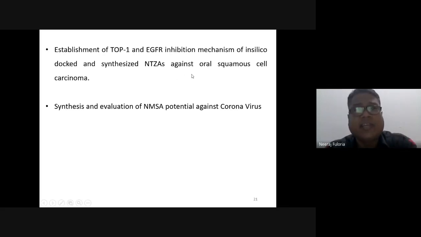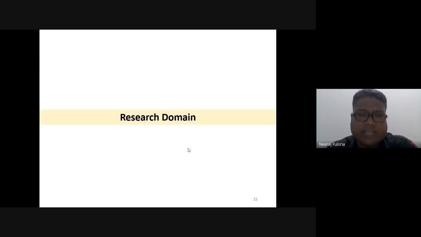We have done that already. Now we want to establish their mechanism, how they are doing it. For that, we need to do some study. Likewise, synthesis and evaluation of some potential agents against coronavirus. So we want to synthesize and we want to do the study. Actually, all these grants we have received already, and we have published some, and we have done the patents also. So likewise, some examples I'm telling.